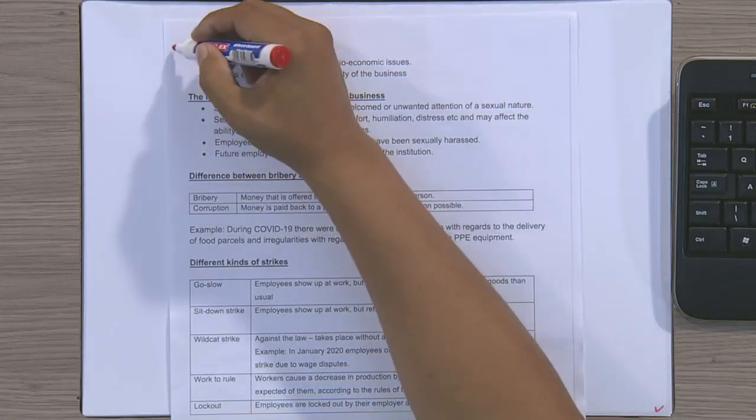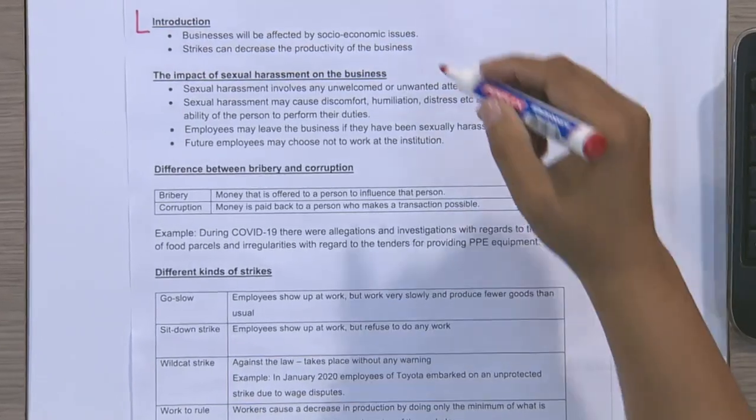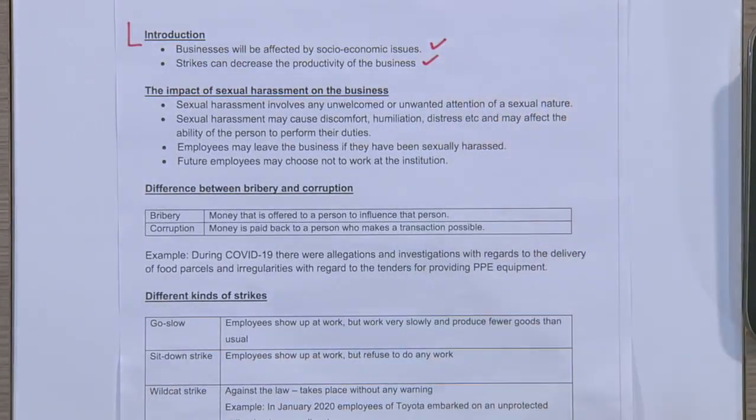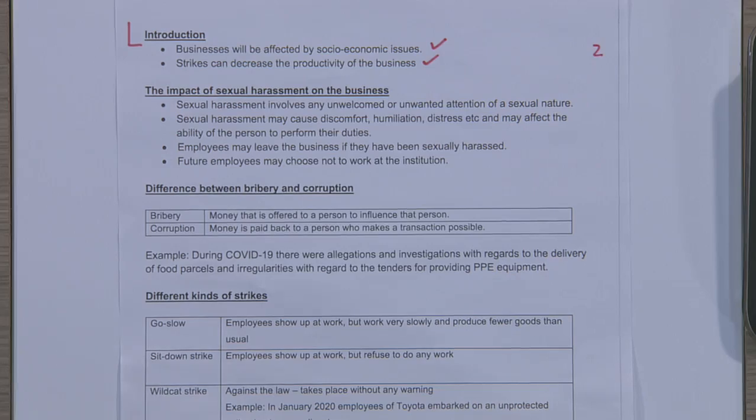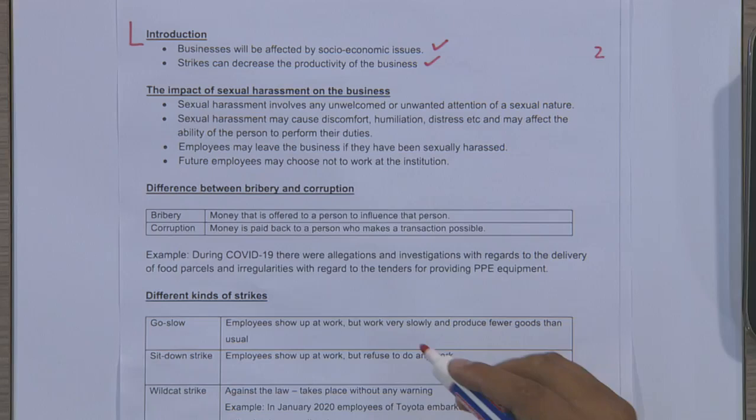So you will be awarded 1 mark for an L for the introduction because you've got the word introduction. And then each statement will be worth 1 mark each. So that will be worth 2 marks for your introduction. Then the first bullet point, if we take a look at the question paper, was an analysis of sexual harassment. So we've got that bullet point there.